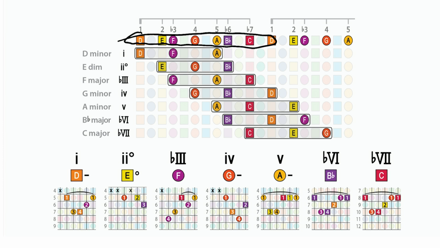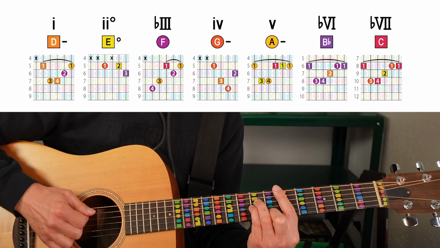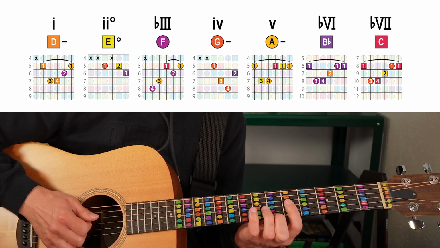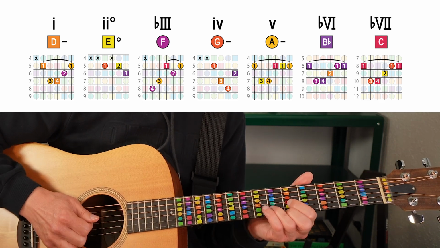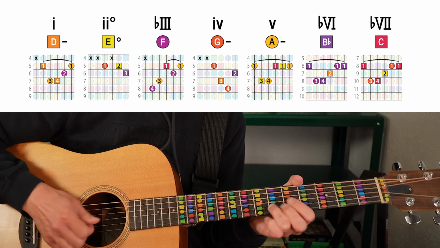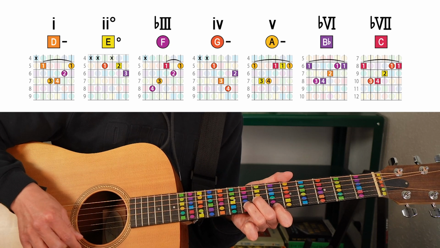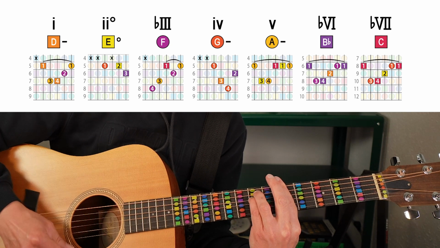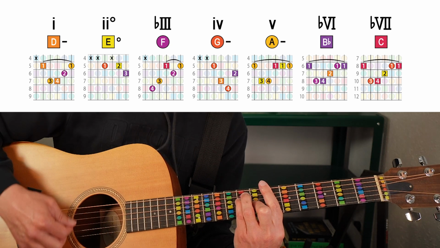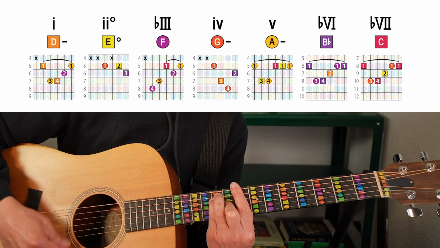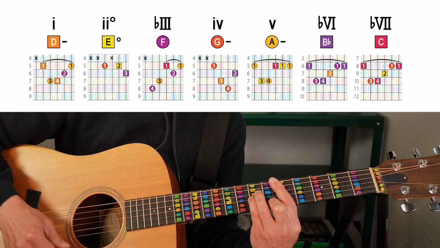On a guitar, if we look at these patterns on the fretboard, they look and sound like this. We have a minor 1 chord, a diminished 2 chord, a flat major 3 chord, a minor 4 chord, a minor 5 chord, a flat major 6 chord, a flat major 7 chord, and then back to a 1.